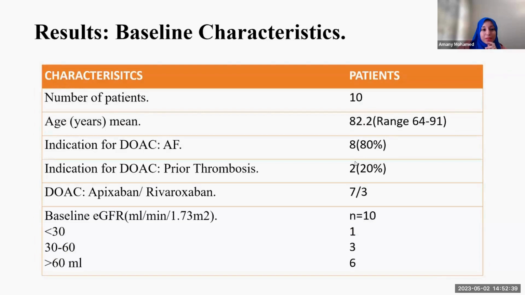Thank you, Mevish. So the results: we collected lots of data. As you can see, we did the baseline characteristics. We had 10 patients who received Andexanet during the assessment period, until November 2022. The mean age was 82.2 years. Most of the patients were receiving apixaban, 70% of them, compared to only 3 patients receiving rivaroxaban. Most of the patients were anticoagulated because of AF, 80%, compared to only 20% who were anticoagulated because of a prior thrombosis. We also collected data on baseline eGFR, and out of 10 patients, only 1 had an eGFR less than 30. 3 patients had an eGFR between 30 and 60, and 6 patients, the majority, had an eGFR more than 60.